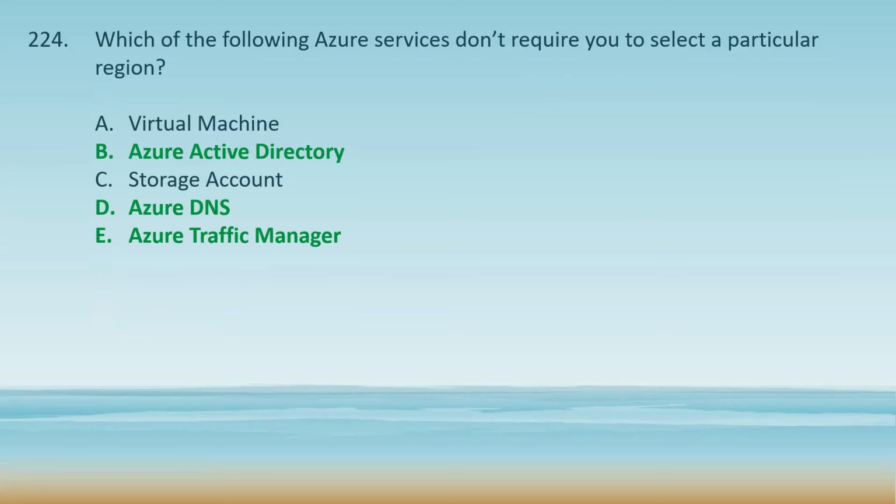If you have done a bit of work around Azure, then you would know when you create a storage account, you need to specify in which region it is hosted. And the same goes for virtual machine. You need to select a region where you are creating virtual machines. That's the reason why those are incorrect options, because they are not global services. Whereas when you create an Azure Active Directory tenant, or you create a DNS service, or you do anything in Traffic Manager, you don't really need to select a region, making them the correct choice here.